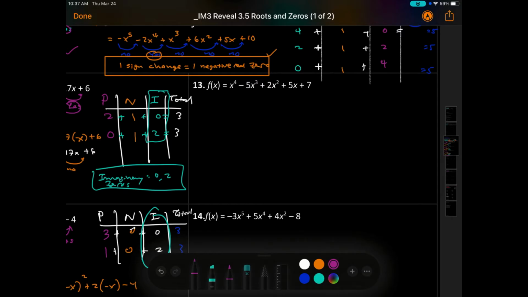All right, question number 13. Let's take a look at the number of positive changes, sign changes. Yes, no, no, no. So our positive real zeros is going to be 1.